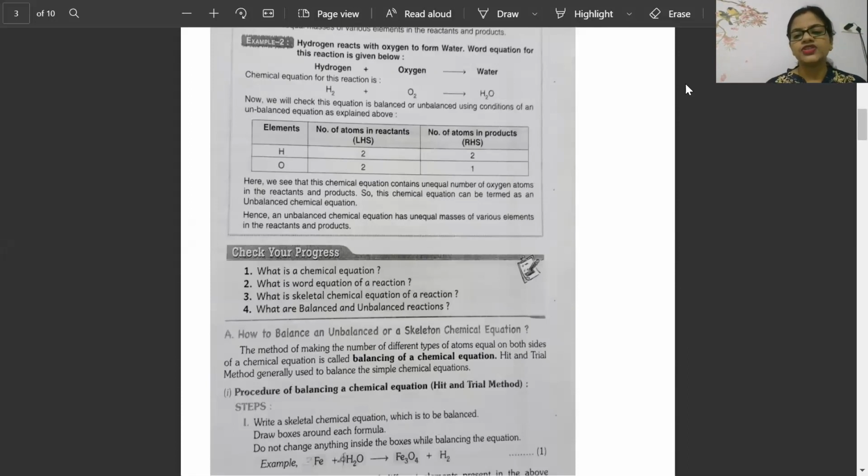Out of these 4 questions, I'm asking one question. Let's see who will answer first. What is word equation of a reaction? Fast. Who will answer me? Let's see how fast you can take the question and write the answer. Okay, Himlata is telling, but Himlata, you have to type the answer now. Writing skill, I have to check.